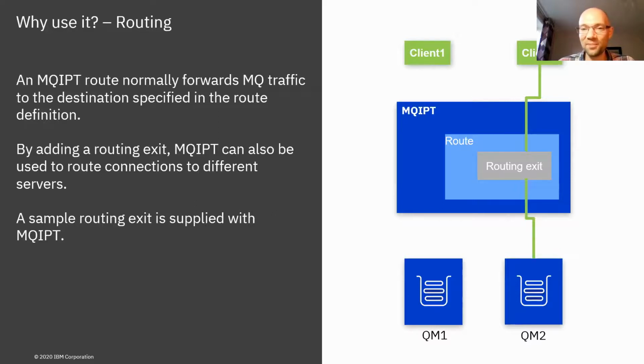And I'm not saying that MQIPT should be used as an alternative to any other load balancers or as part of a high availability solution, but the ability is there to use MQIPT to not always have a route go to a specific destination, if you want to write a little bit of code yourself. And actually we do have a sample exit that can be used for routing in MQIPT provided with the product, and it's not very difficult to write. The ability is there to route your connections to different destinations based on properties of that connection.